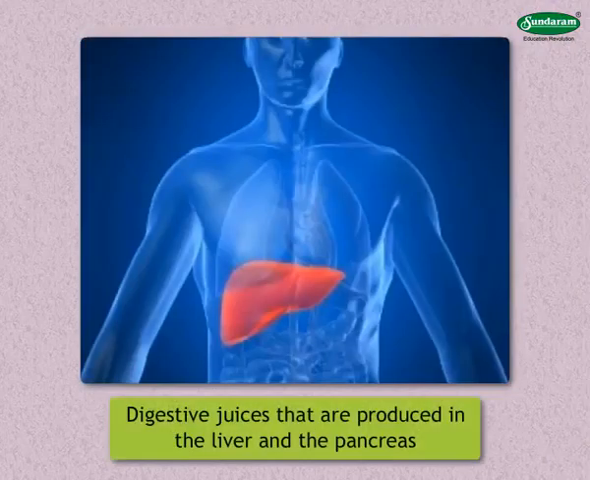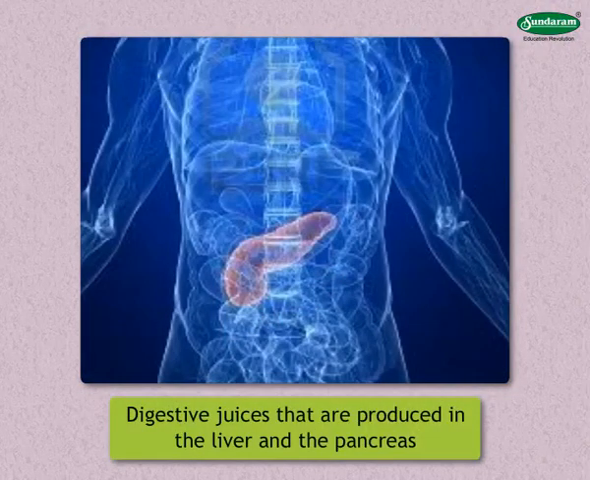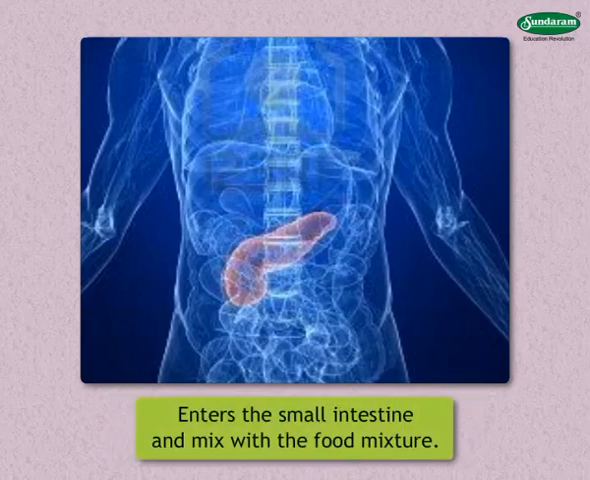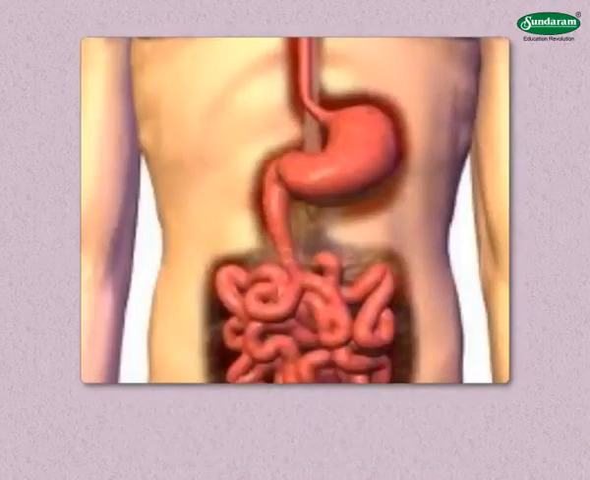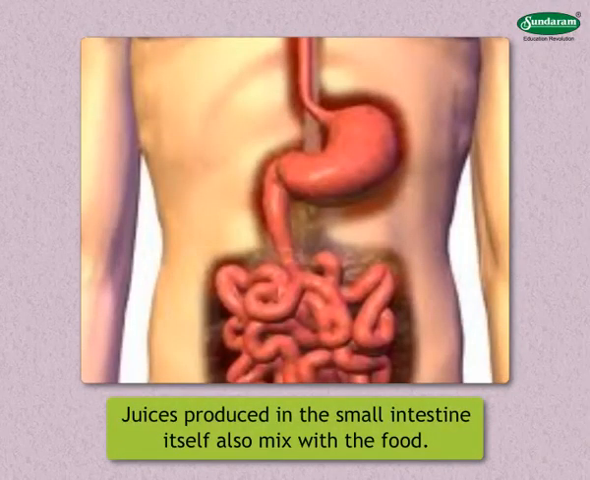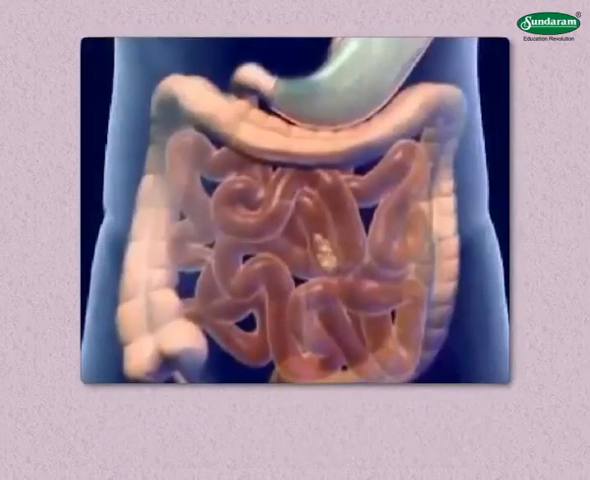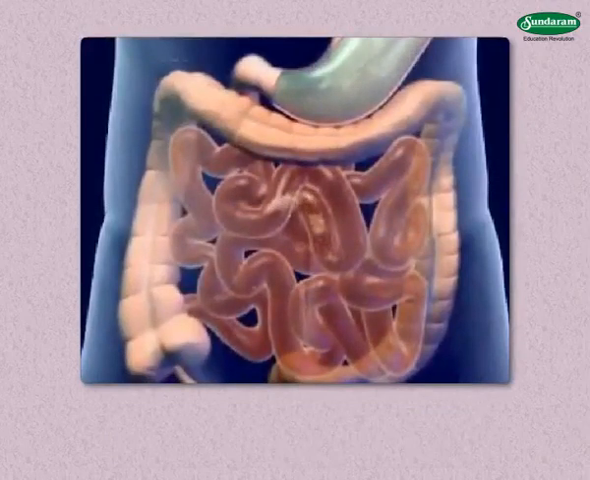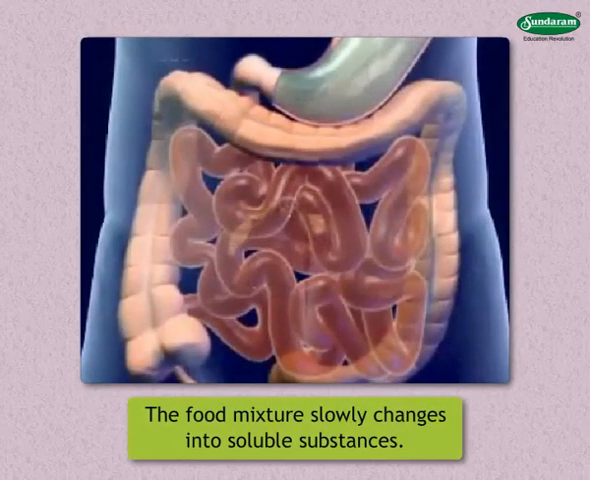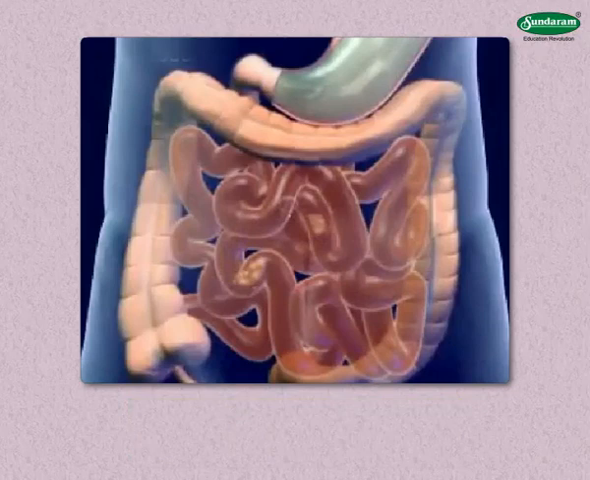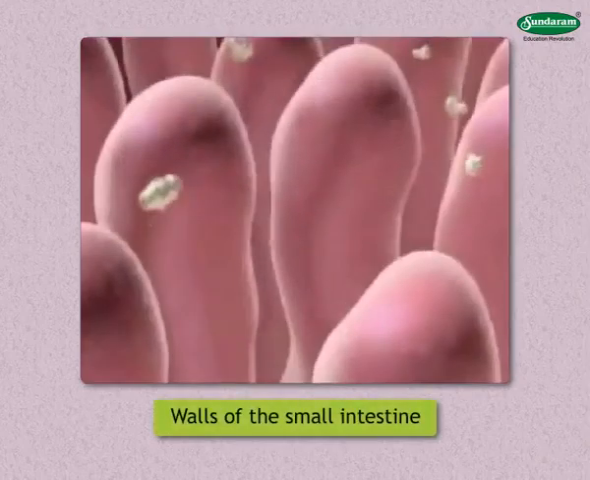Digestive juices that are produced in the liver and the pancreas enter the small intestine and mix with the food mixture there. At the same time, juices produced in the small intestine itself also mix with the food. As a result of the action of all these juices, the food mixture slowly changes into soluble substances. These soluble substances are absorbed into the blood in the blood vessels in the walls of the small intestine.